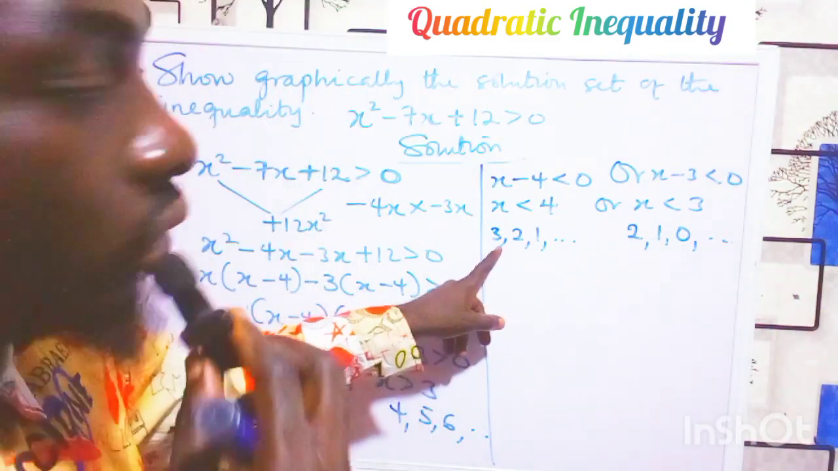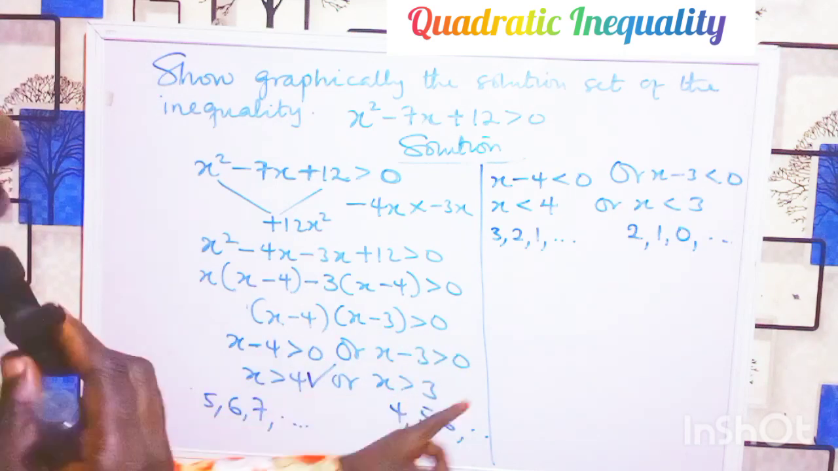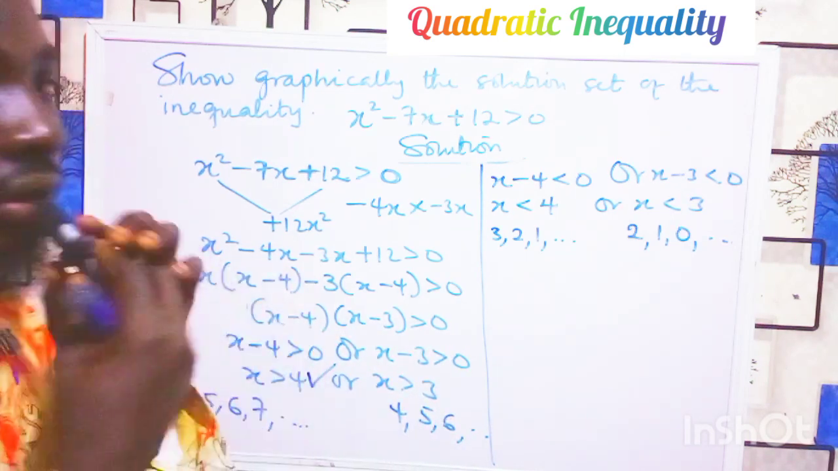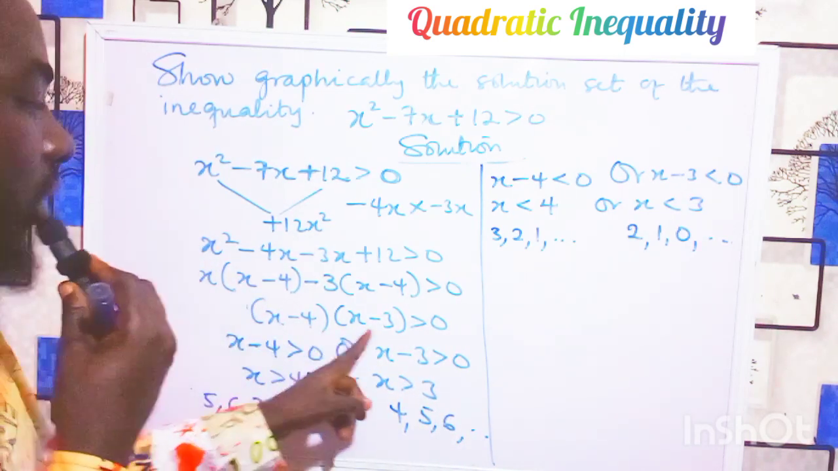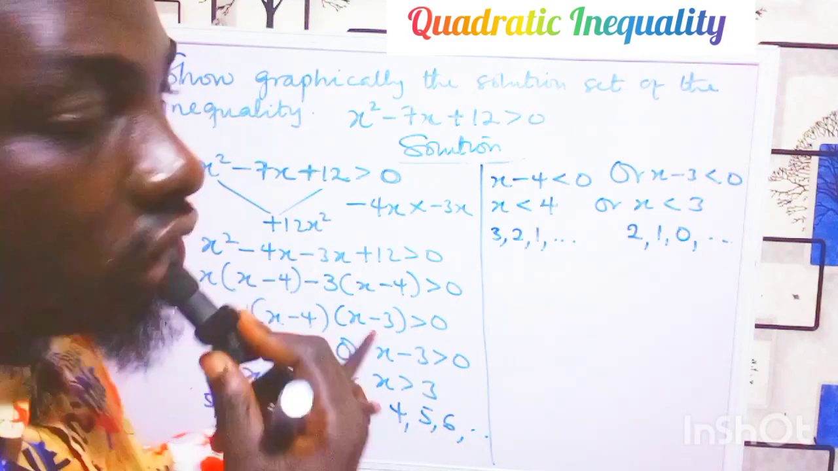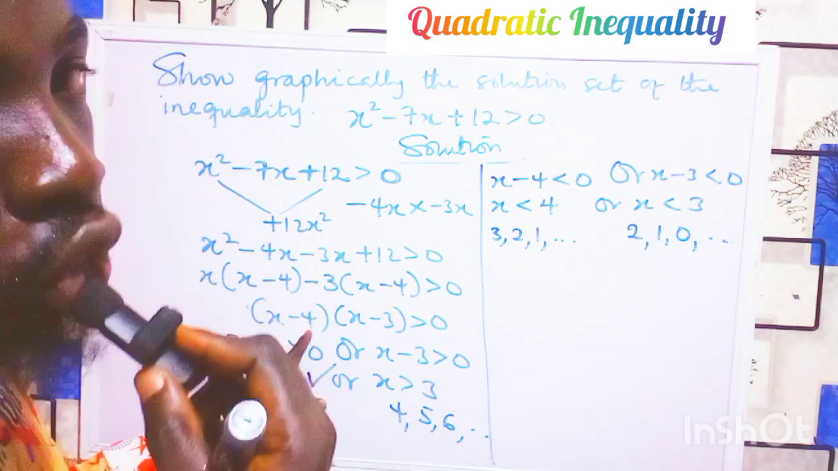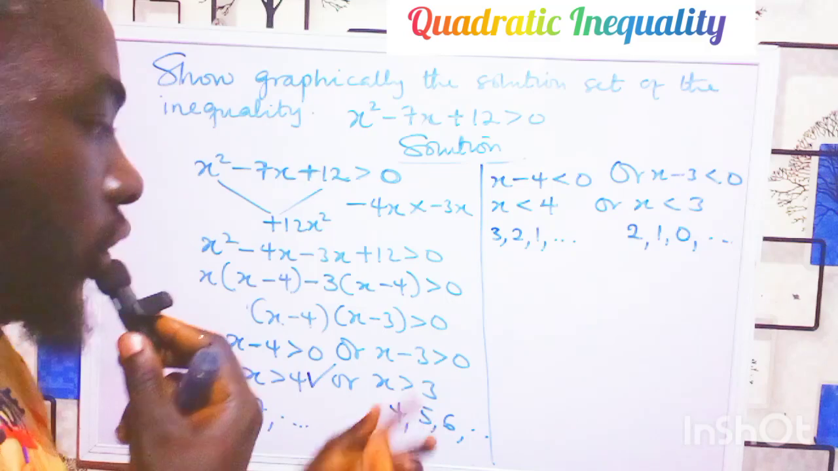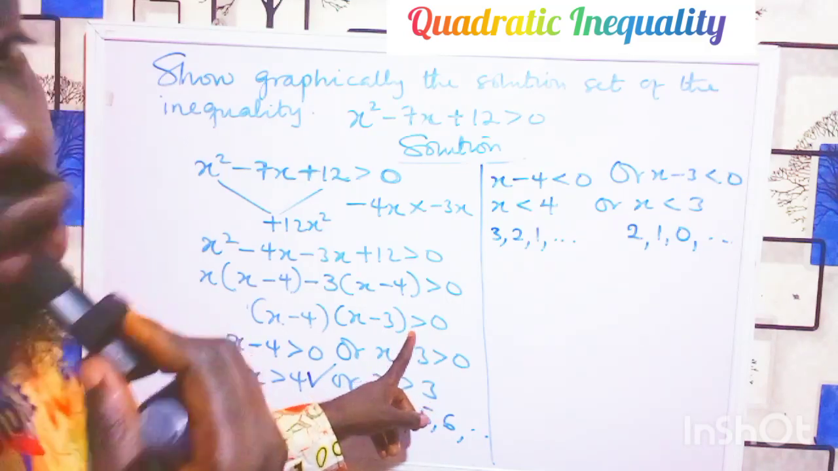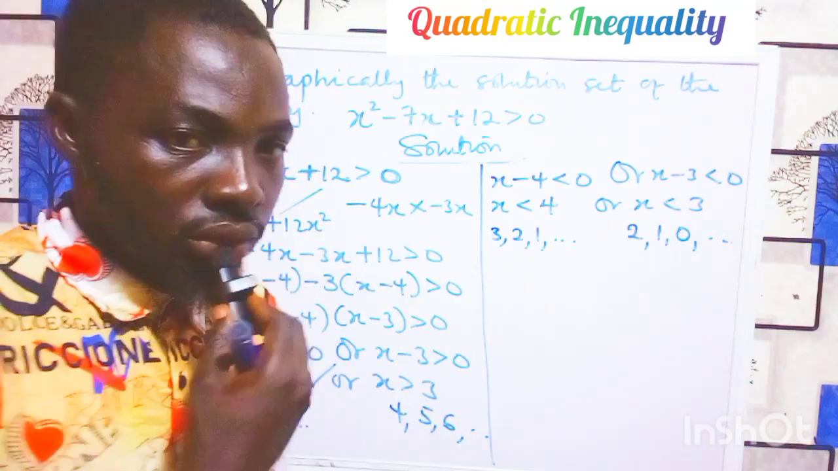Now, let's try it as well. Let's try the first value, which is 3. Let's say we put 3 in this place. 3 minus 4, that is minus 1. 3 minus 3, that is 0. 0 times minus 1 is going to give us what? 0. That means you are going to be having 0 is greater than 0, which is not true.